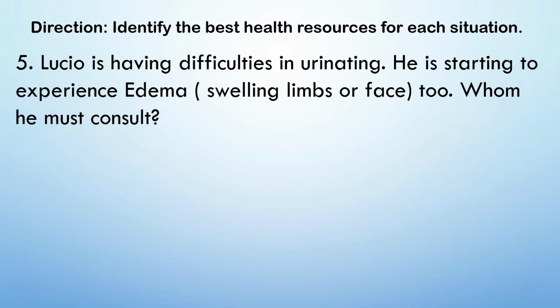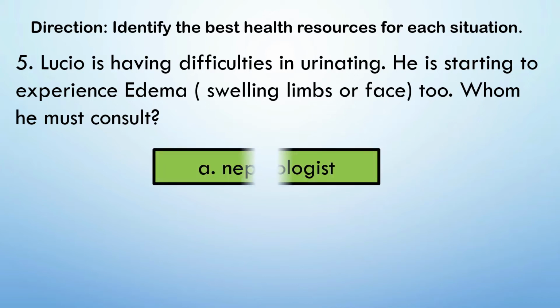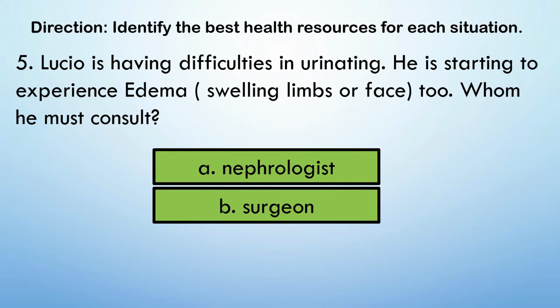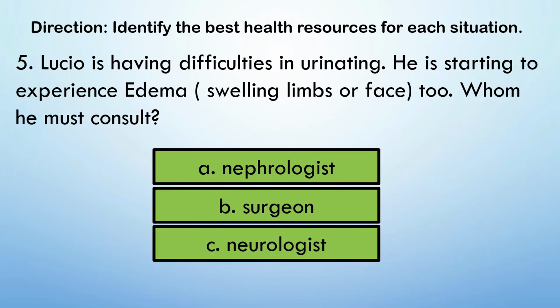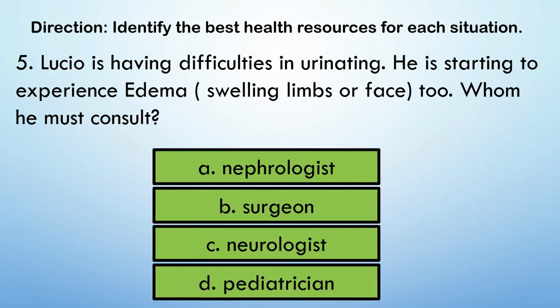Number 5, Lucio is having difficulties in urinating. He is starting to experience edema, swelling of limbs or face. Whom must he consult? Is it A, nephrologist? Is it B, surgeon? Letter C, neurologist? Letter D, pediatrician? The answer is, that's right, nephrologist.